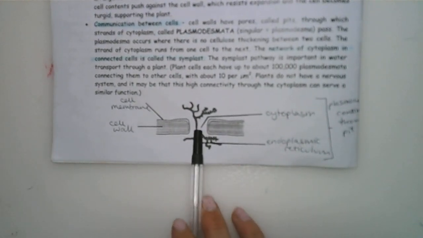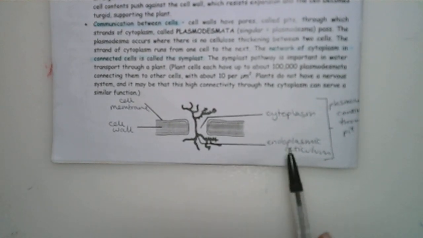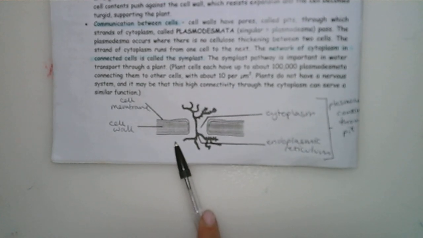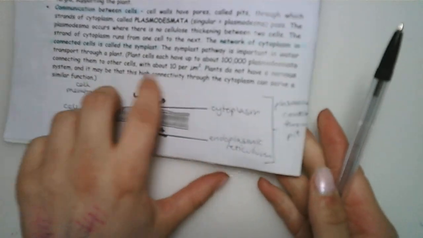So you have the cytoplasm, which is here, the endoplasmic reticulum, the cell wall, and the cell membrane.